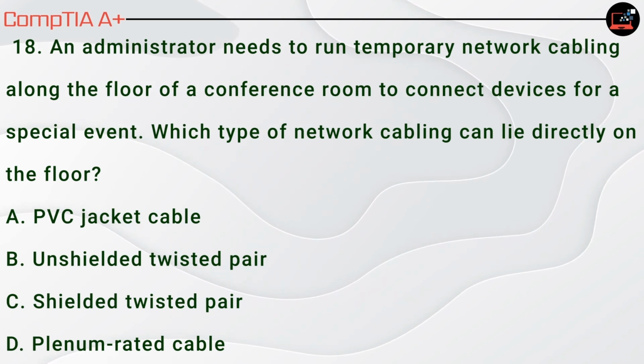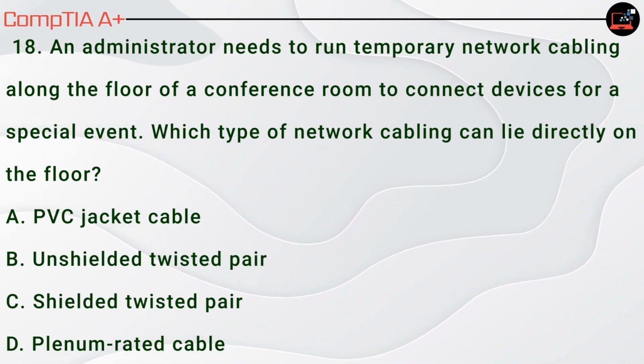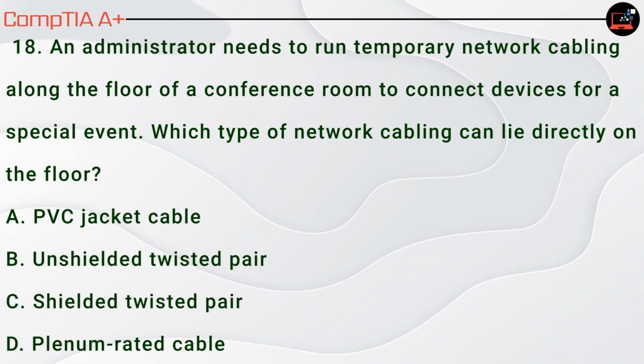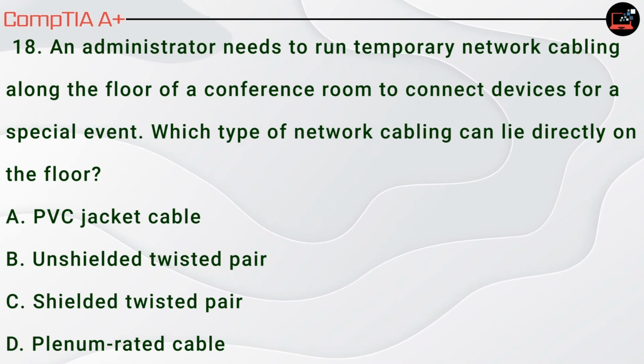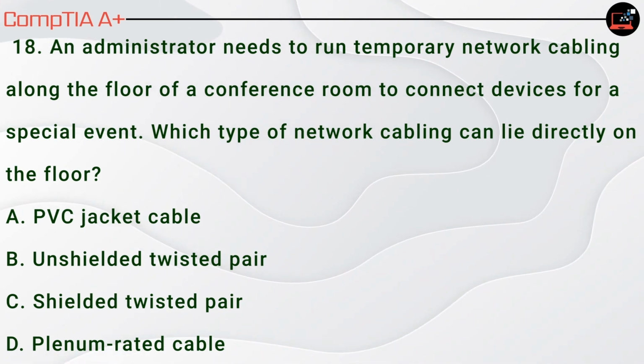An administrator needs to run temporary network cabling along the floor of a conference room to connect devices for a special event. Which type of network cabling can lie directly on the floor? A. PVC jacket cable. B. Unshielded twisted pair. C. Shielded twisted pair. D. Plenum rated cable.